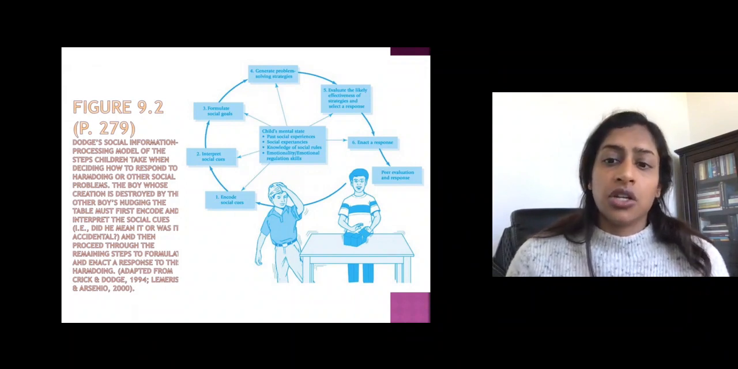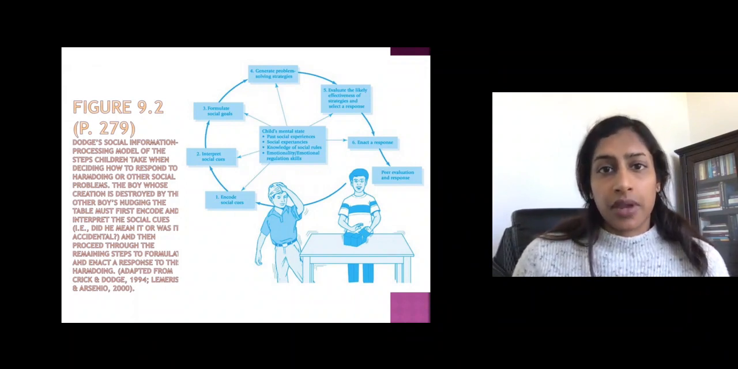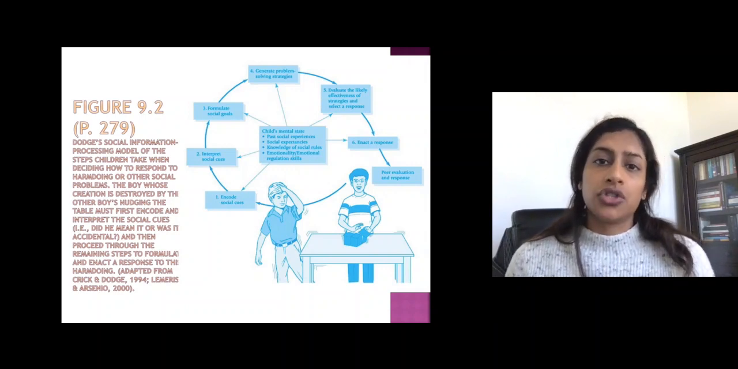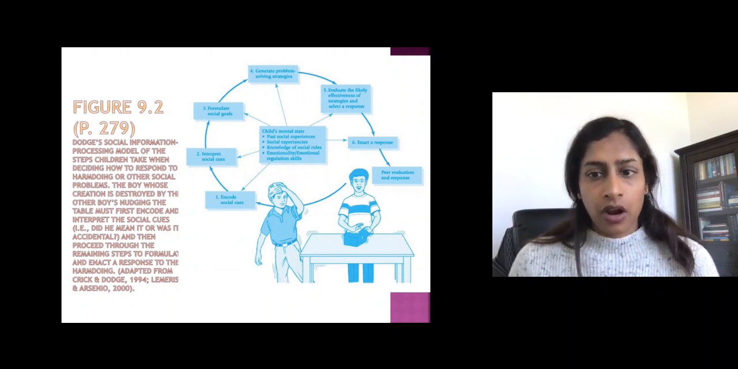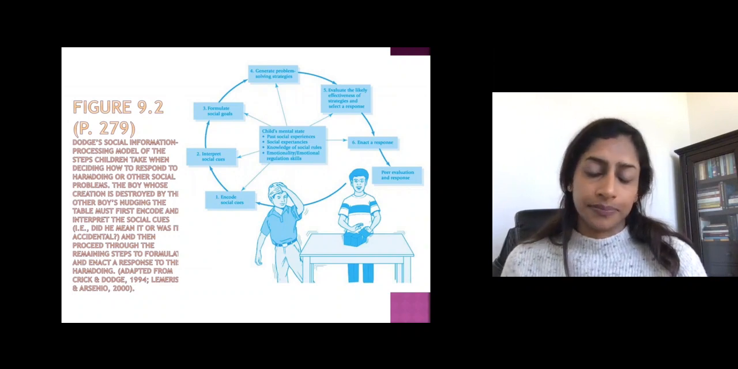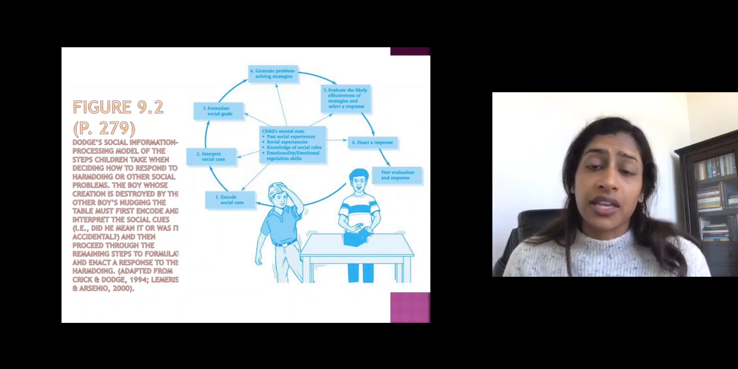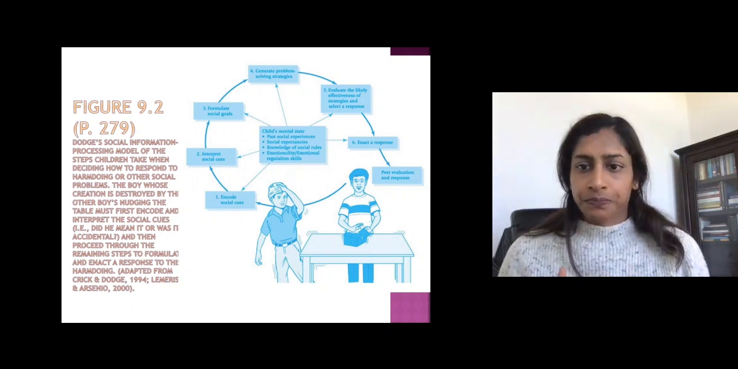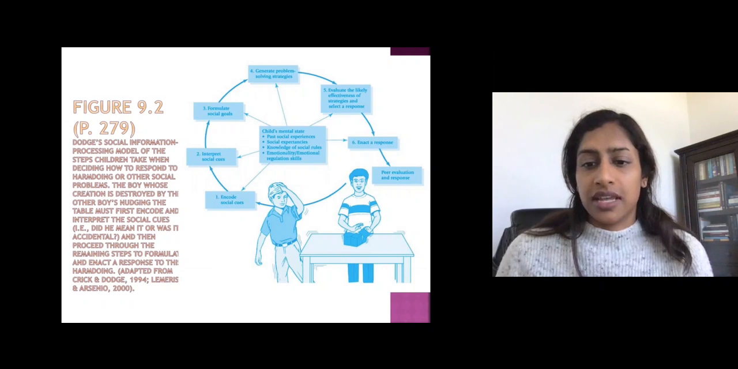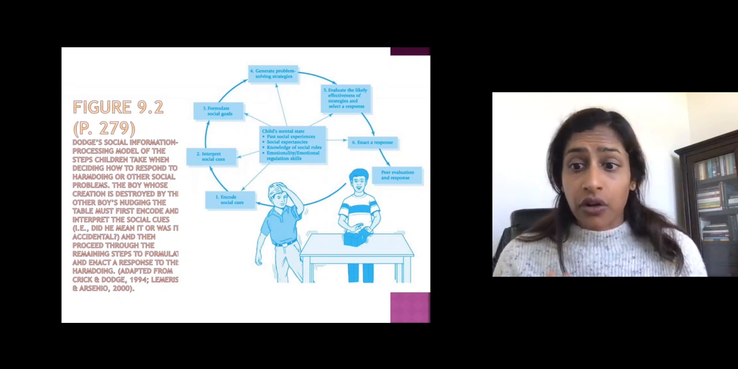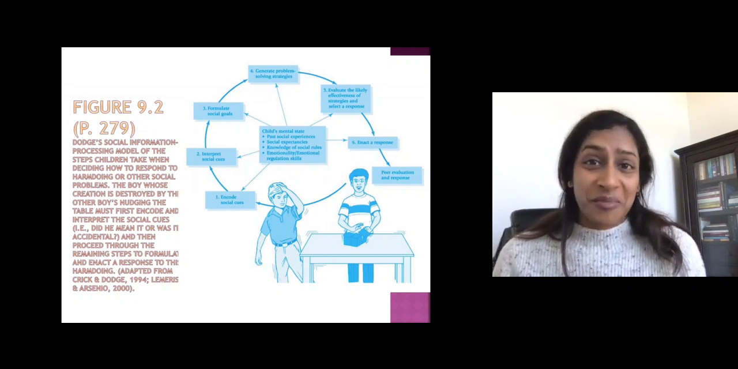Kenneth Dodge formulated a social information processing model, and he used this to explain how children come to favor aggressive or non-aggressive solutions to a social problem. The book gives us an example. For example, a peer walks up to you, nudges your work table with his leg and says, "Oops," as he scatters the puzzle you've been working on for a long time. You're almost done with the puzzle, right?